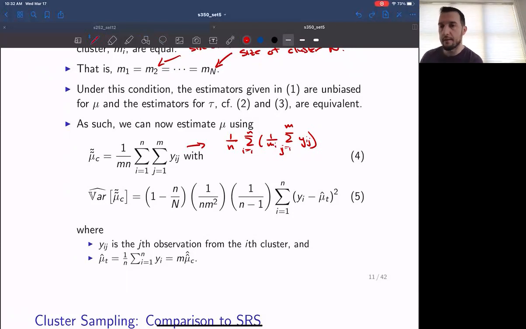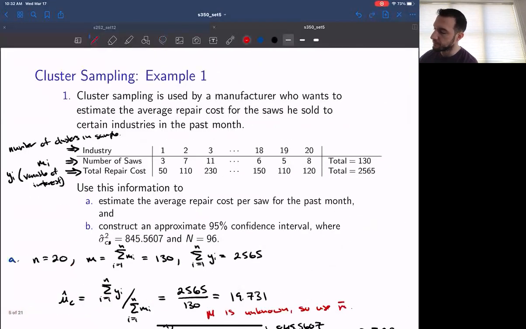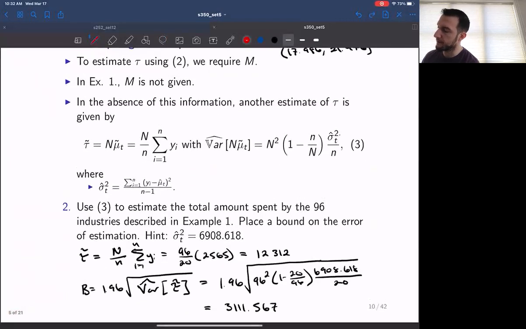Okay, now the variance for our estimator of the population mean in the situation where the cluster sizes are equivalent is given in equation 5. So you can see we have our S_c^2, we have 1 over n times m squared, we have 1 over n minus 1, which would be the traditional denominator for the variance term. And then we just have the sum of the yi minus mu hat t, which we defined on the previous slide to be the average for each of the different clusters over little n. Okay, so the total for each cluster over little n.